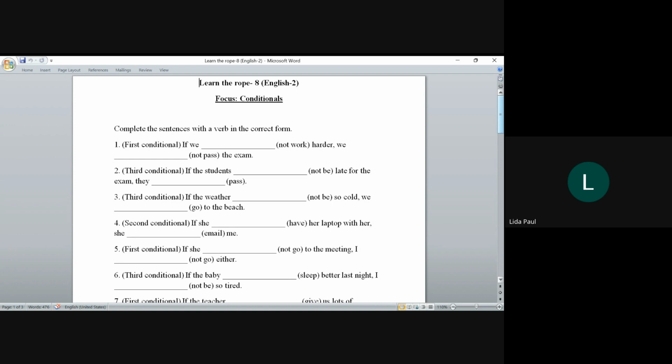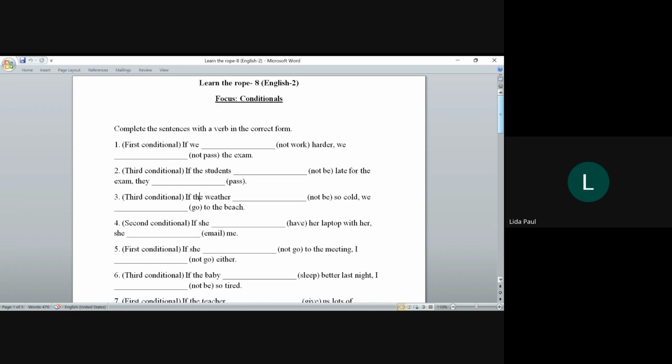Fifth one is first conditional. If she dash not go to the meeting, I dash not go either. If she do not go to the meeting, she is singular, no? So you'll have to use does. If she doesn't go to the meeting, I will not go, or you can say I won't go either, right? I won't go either.